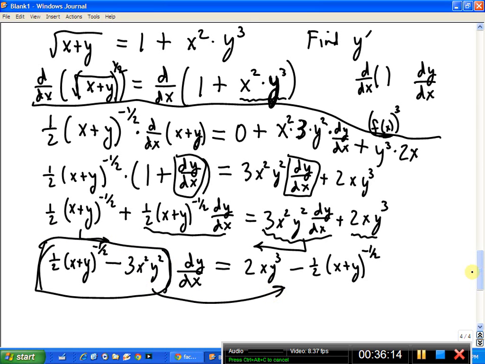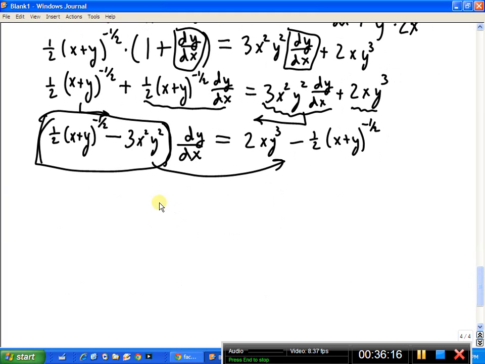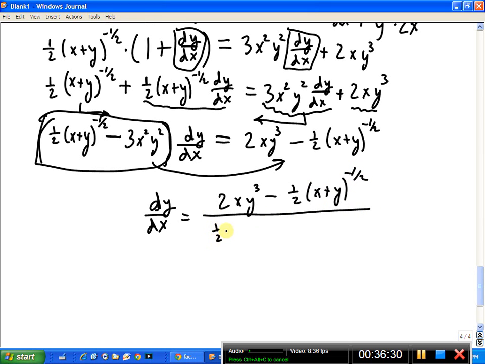So that's just going to give me dy/dx equals 2xy cubed minus 1/2 (x + y)^(-1/2), divided by 1/2 (x + y)^(-1/2) minus 3x squared y squared. Bunch of nasty algebra, but look, I have a formula for dy/dx. Now, it depends on y, it depends on x. That's the cost you have to pay.